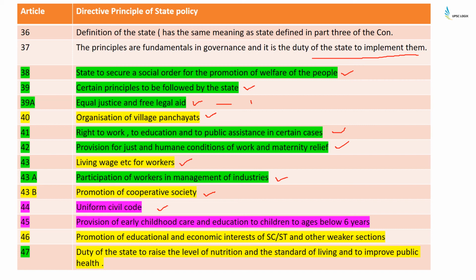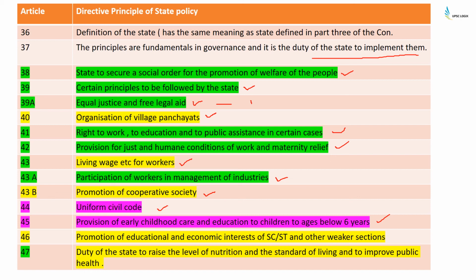Then Article 45 is provision of early childhood care and education to children below 6 years, and this was changed by the 86th Constitutional Amendment Act in the year 2002, when this particular directive principle, which stated free and compulsory education to children up to the age of 14 years, was made into a fundamental right under Article 21A, making it compulsory for children between 6 to 14 years.